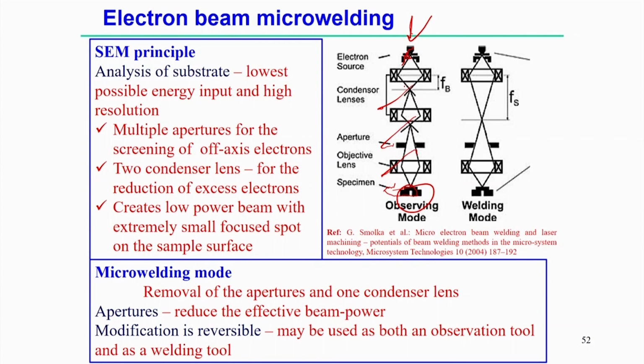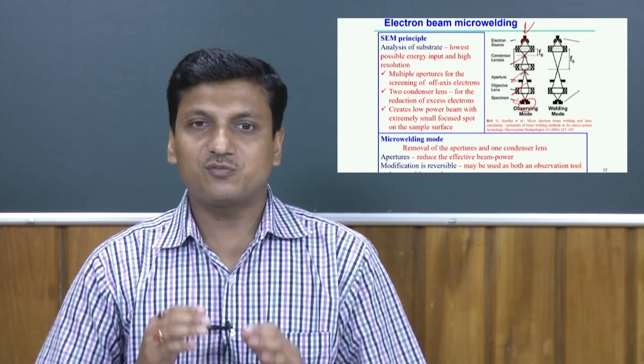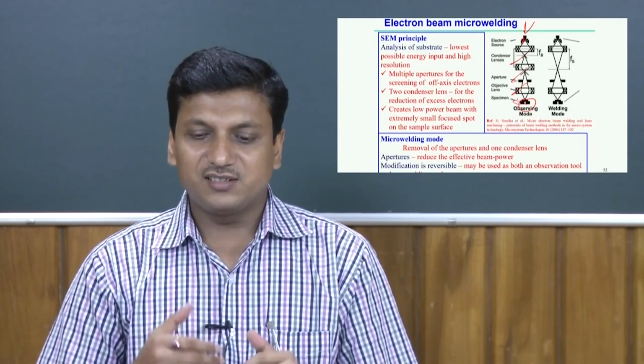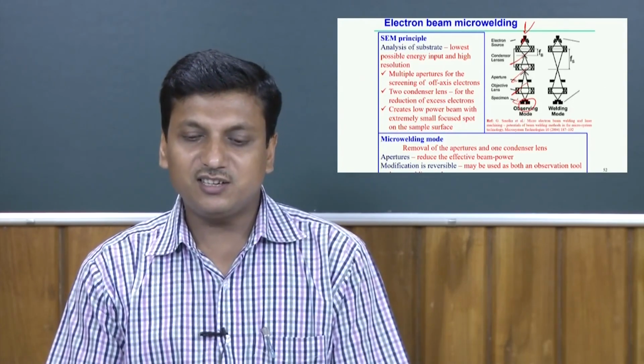Here you can see that multiple apertures are used, but what is the purpose of the apertures? The apertures are basically used for screening off-axis electrons, and two condenser lenses are used for the reduction of excess electrons, and finally this creates a low power beam with an extremely small focused spot on the sample surface. So, this is the basic principle of the scanning electron microscope.